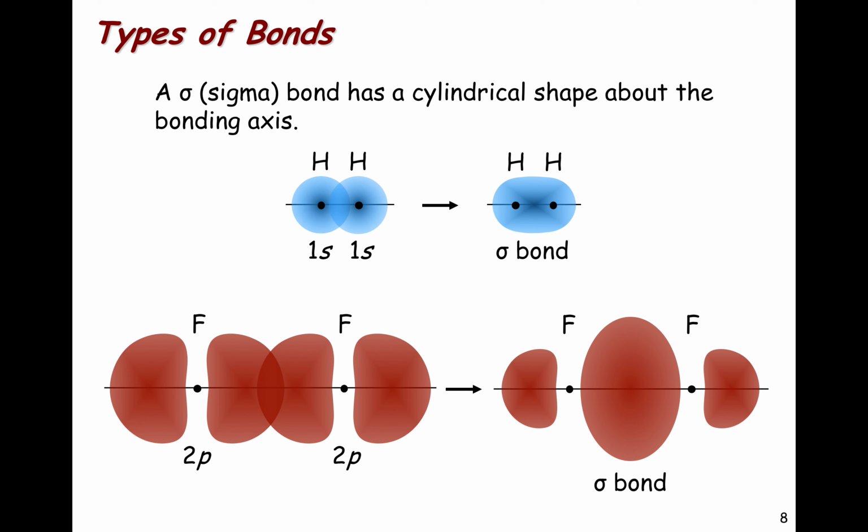Down below that is the overlap of the two p orbitals on two different fluorine atoms, which also points along the axis of the bond, and this is also referred to as a sigma bond, as you see in the lower right hand corner.